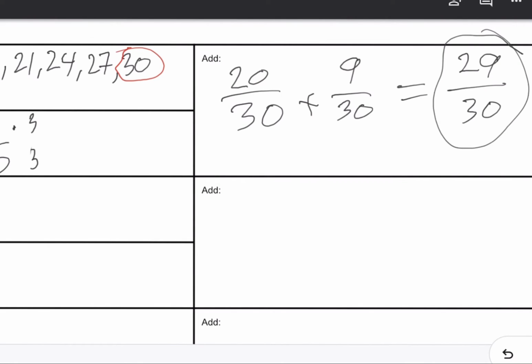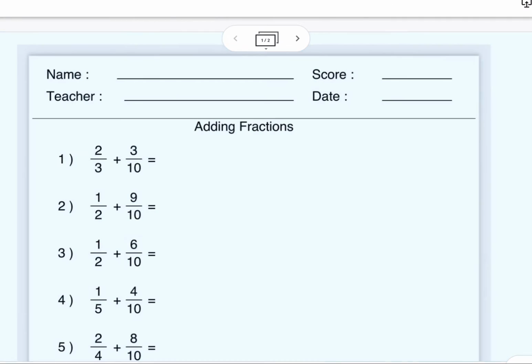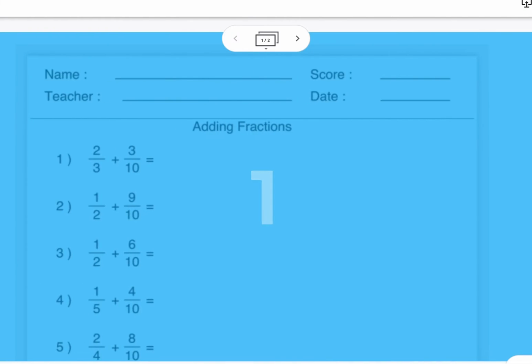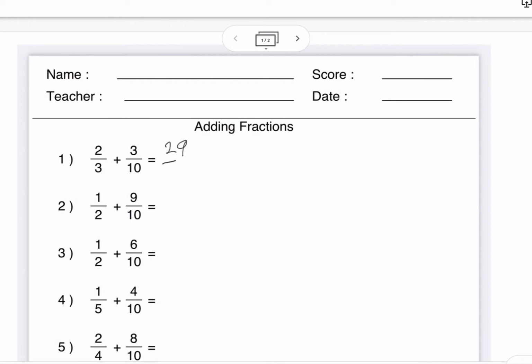If it can be simplified, simplify it. I'll show you a different video on that later, but that's what we do, okay? So let's do it one more time. So right here, my answer was 29 over 30. I'm going to write that here.